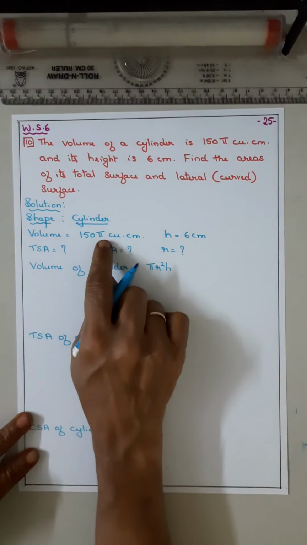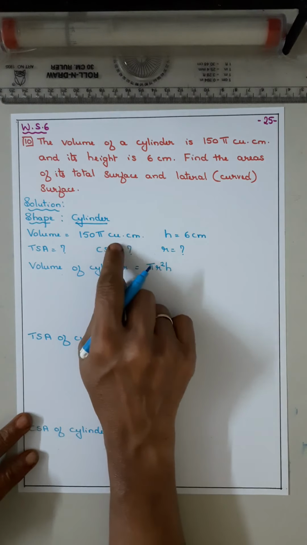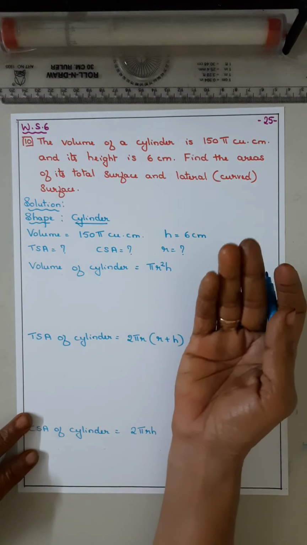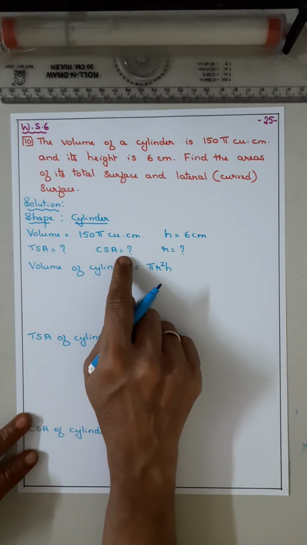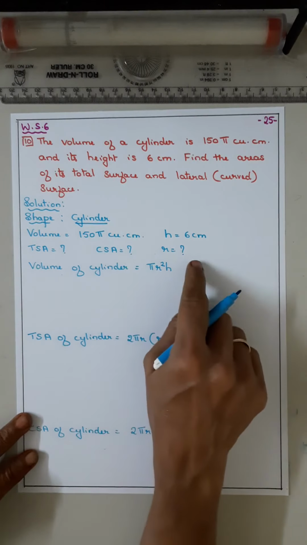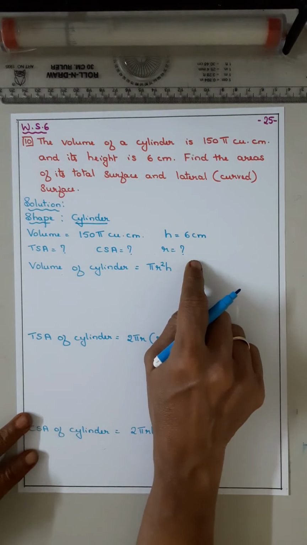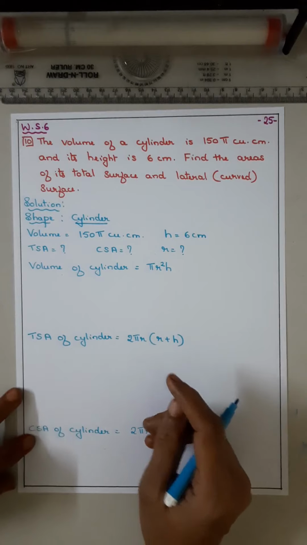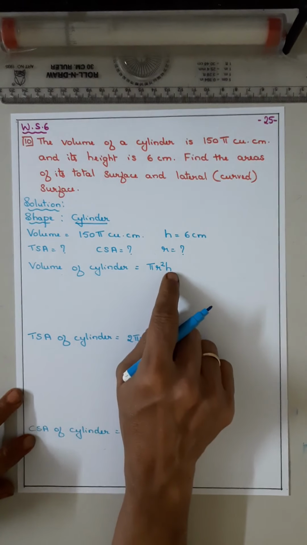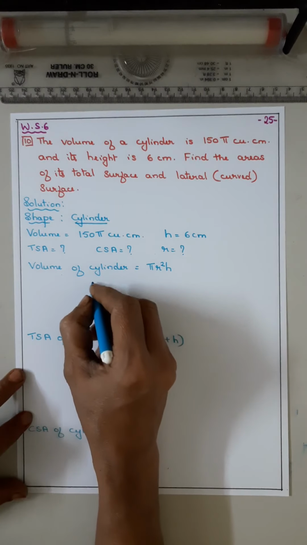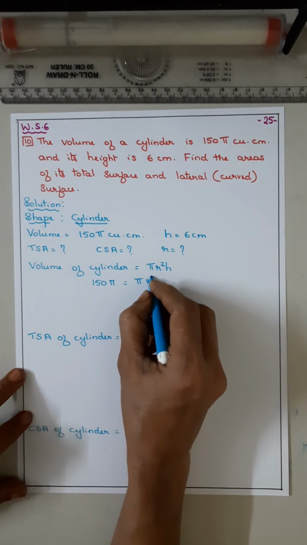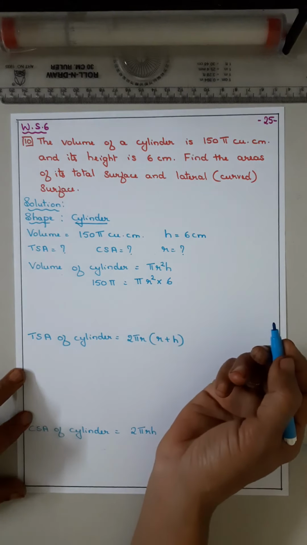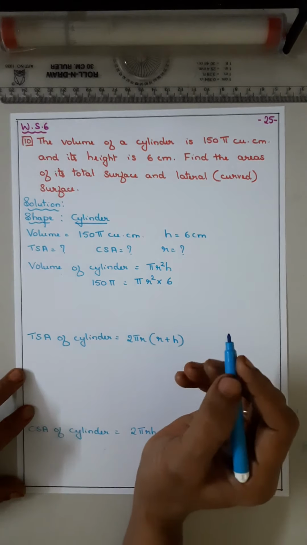Now write volume, how much is it given? 150 pi cubic centimeter, means centimeter cube. Height is 6 centimeter. They have asked TSA, CSA, but for TSA, CSA we want the radius, which is not given. So first find out the radius. Now volume of the cylinder will be pi r squared h formula. Now put the values. So it is 150 pi is equal to pi r squared into h. So pi, keep it like that only because it gets cancelled.